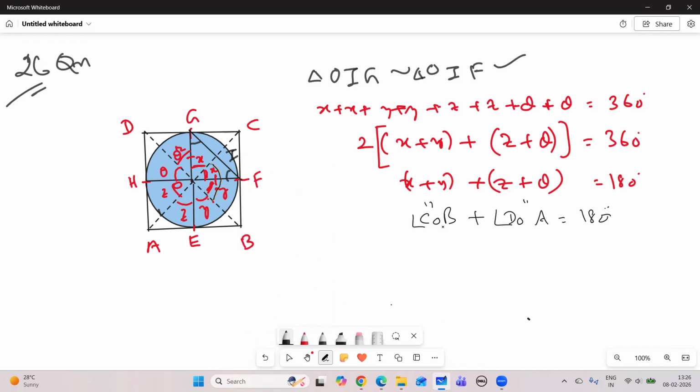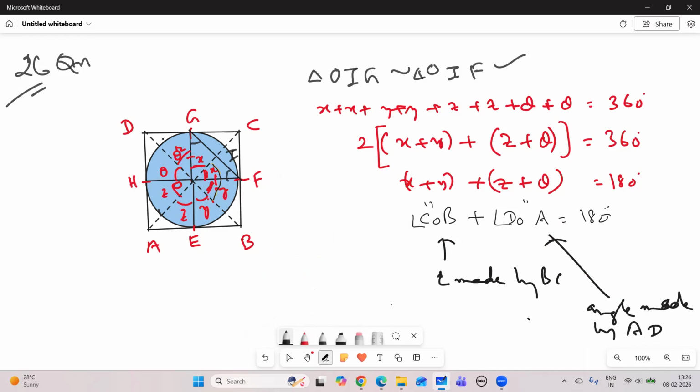Now, what is angle COB? This is the angle made by this side BC. And this is the angle made by, subtended by, AD. Therefore AD and BC are making angles whose sum is 180 degrees, meaning this angle plus this angle are supplementary.